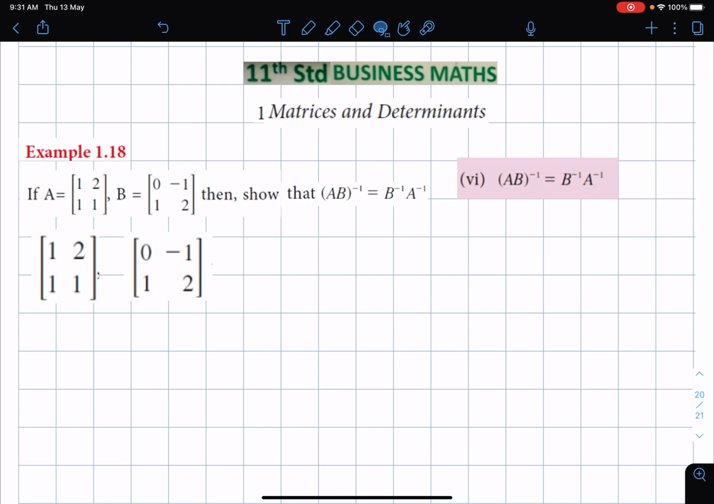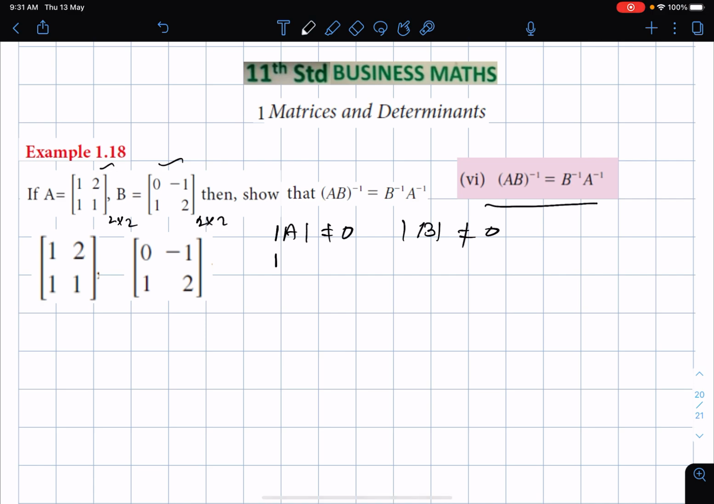Today we are going to see example 1.18 using this property, as I have already told you: AB the whole inverse equals B inverse A inverse. So both in LHS and RHS we are going to find the inverse. To find the inverse, we have to see whether the determinant of the given matrix is non-singular. So we need two matrices. They have given A and B, each of order 2 cross 2. Let us see whether determinant A is not equal to 0 and determinant B is not equal to 0.